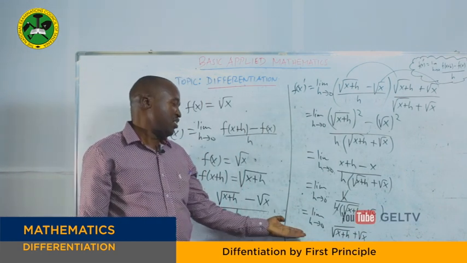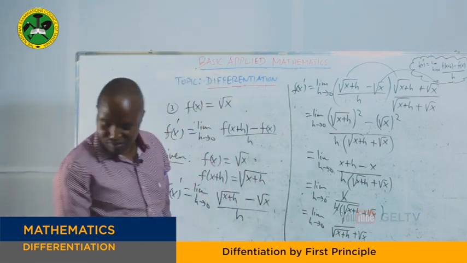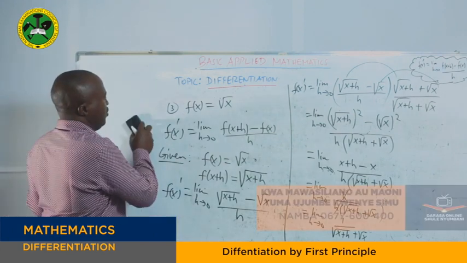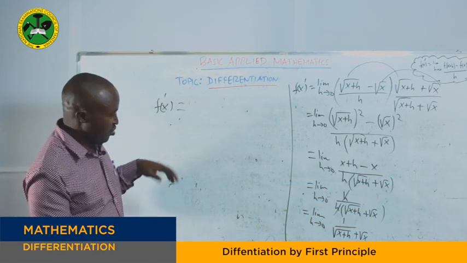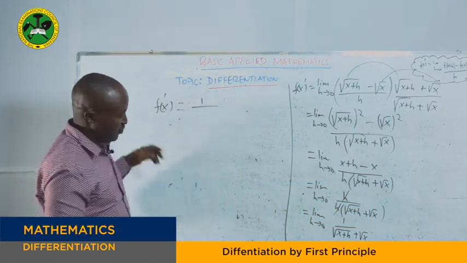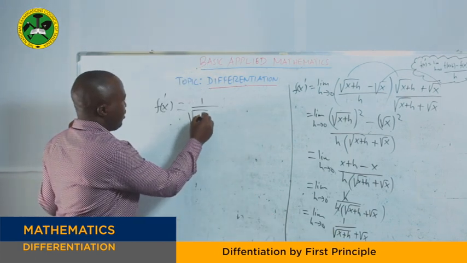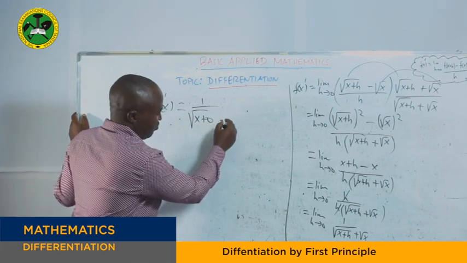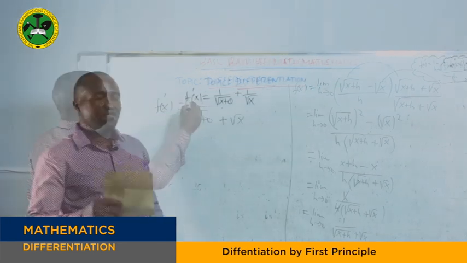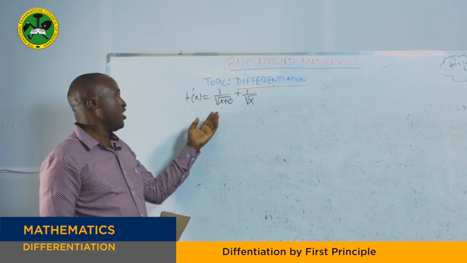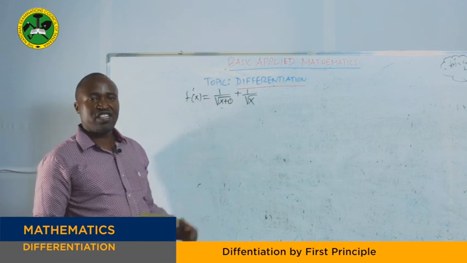But in our limit, we said as h approaches 0. So we are going to substitute 0 here. Now, that is f of x dash will be equal to 1 over, then you substitute 0 here. So we are going to have the square root of x plus 0, then plus square root of x. That is, so my dear student, we are going to have 1 over square root of x plus 0, because h is approaching 0, then plus radical x.